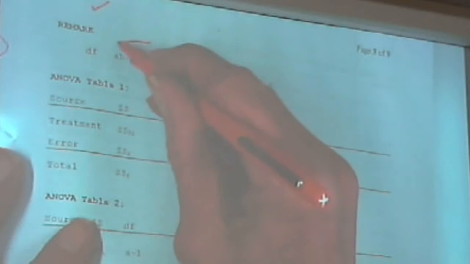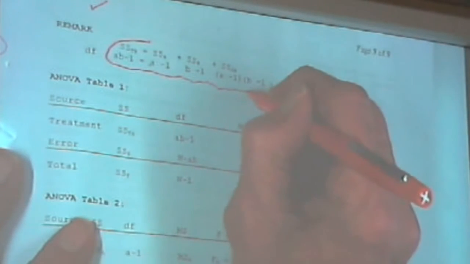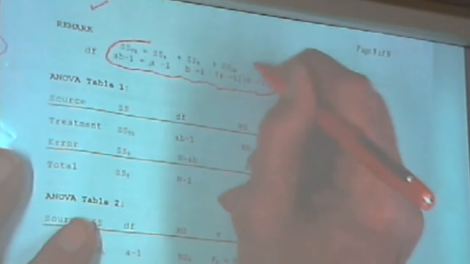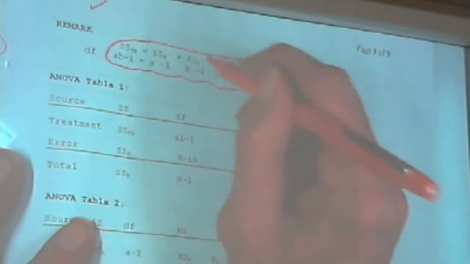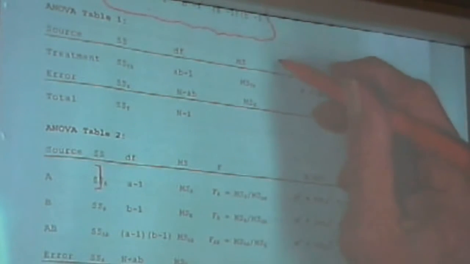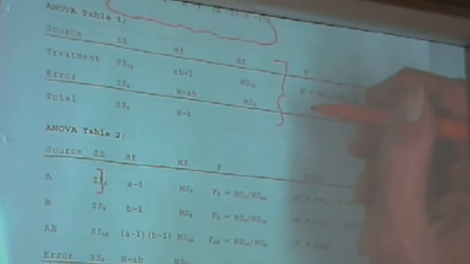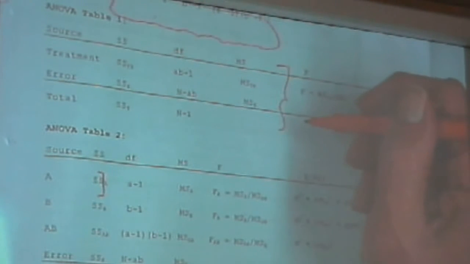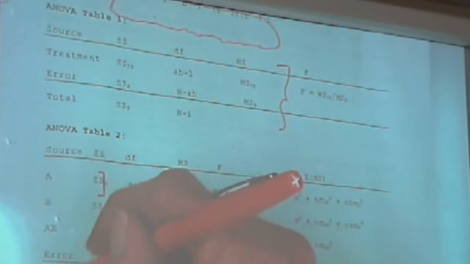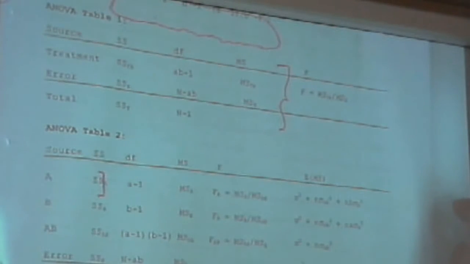And then on top of page 3, it gives the breakdown. Sum of squares treatment breaks down into sum of squares A plus sum of squares B plus sum of squares AB. And then we have these two ANOVA tables. The first one is the abbreviated one, which sometimes our software gives us directly. The second one is the more commonly used one with A, B, AB, error, total for the sources of variation.